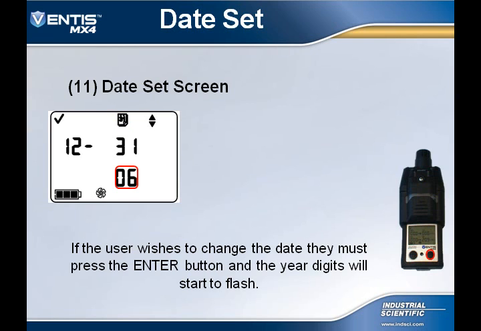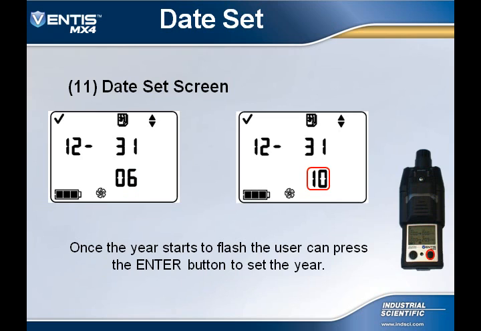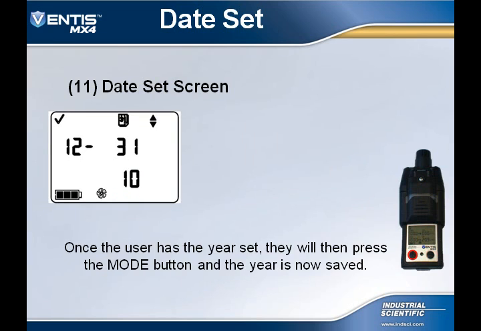If the user wishes to change the date, press the Enter button and the years digit will start flashing. Press the Enter button to change the value to the correct year. Here we change the year from 2006 to 2010. Press the Mode button to save that year.